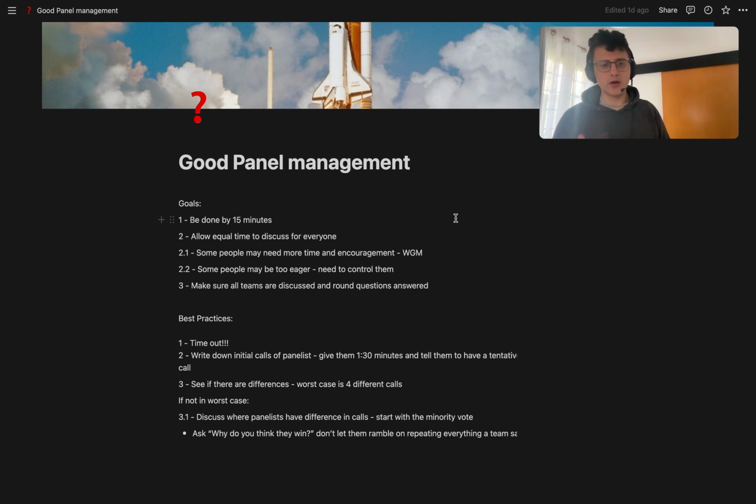Second thing is to allow equal time for all participants to discuss. This includes your panelists that have a vote and your training judges as well. Obviously, the bigger the panel is, the more time this is going to take. So if we're talking about a 5-person panel, because the competition decided to have a lot of wing judges, then maybe you can take a bit more time, let's say 20-25 minutes to discuss everything. But it should be kind of proportional, and you should still try to do it in the 15 minutes.